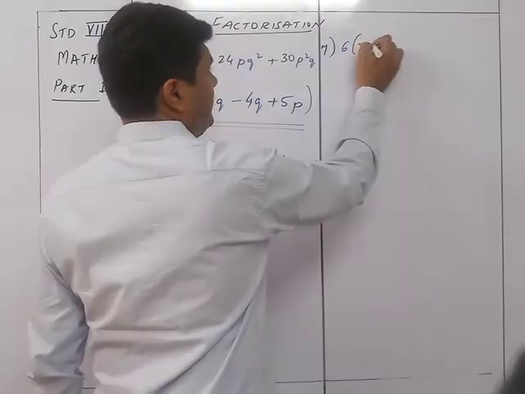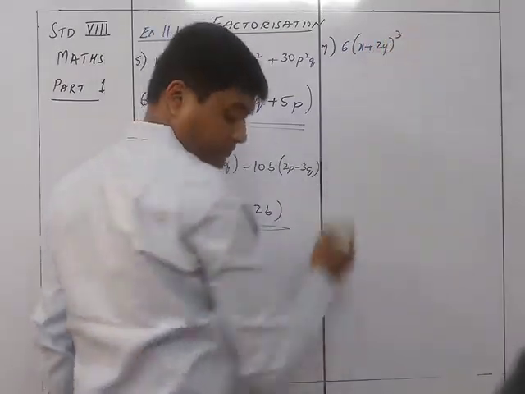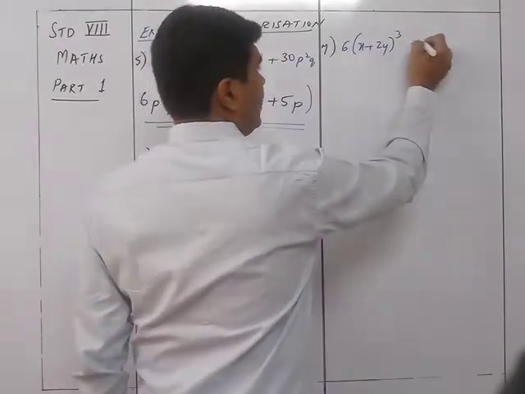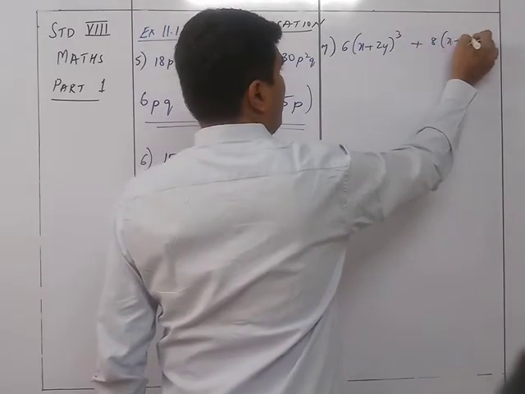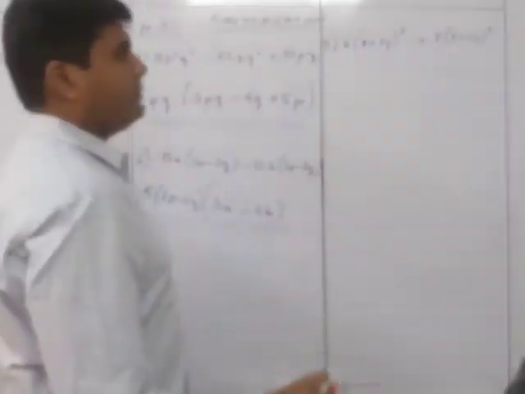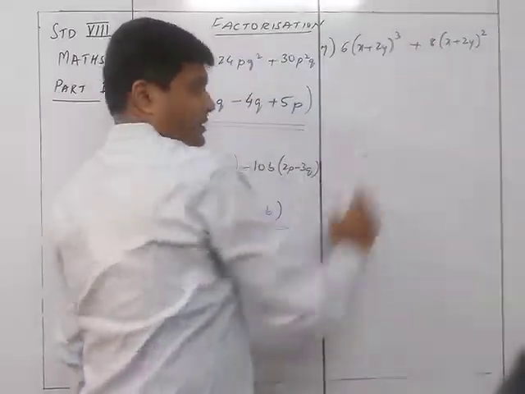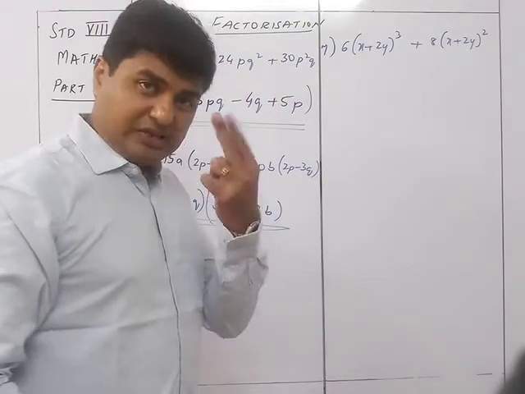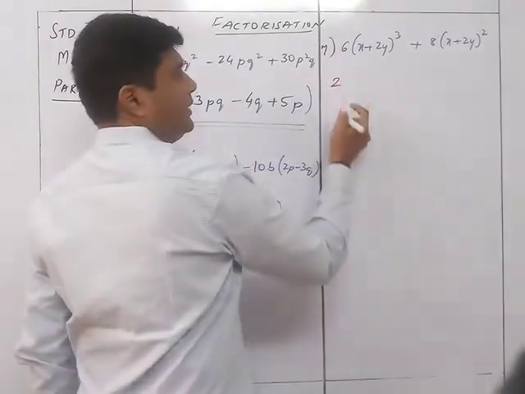Six x plus 2y the whole cube plus 8x plus 2y the whole square. So again the same formula, 6 and 8. What is common between the two? Just 2. So 2 is common.